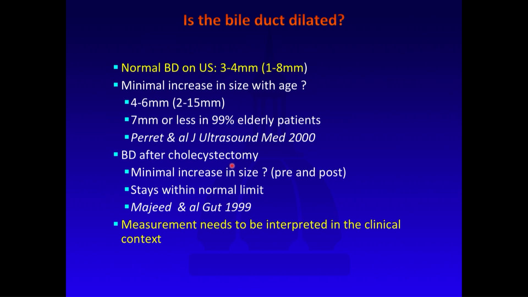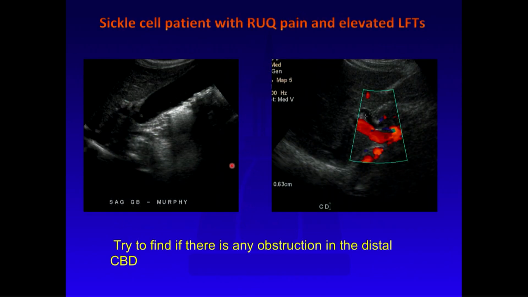I think what is really important is that the measurement has to be interpreted in the clinical context. So if I see a bile duct that's borderline, I will look at the LFTs. If the alkaline phosphatase and bilirubin are normal, then it's very unlikely this patient has extrahepatic biliary obstruction. So I think putting things in context with the liver function tests is really important. So this is a patient with sickle cell. He has small gallstones, and his common bile duct is 6 millimeters. It doesn't look that impressive. However, he had elevated liver function tests.